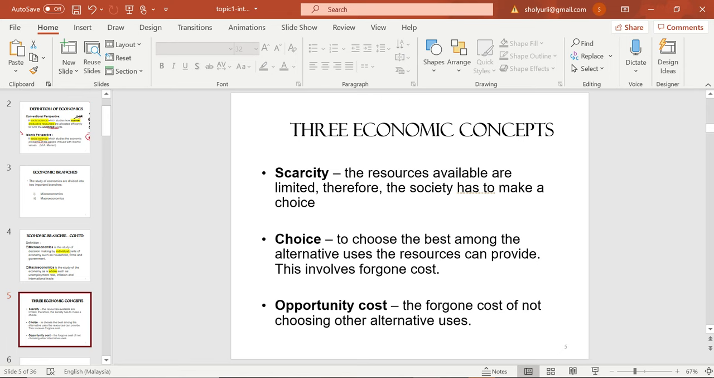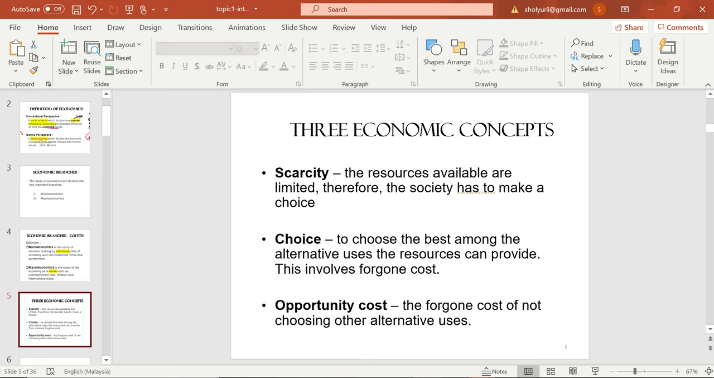Okay, sebab itulah society has to make choice. Dia tak boleh, oh tak apalah, with a piece of land kita bina food court dan juga kedai stationery yang student nak. Cannot, because the piece of land can accommodate only one. That's why dia kata the society has to make choice. And then we go for the second concept is choice. To choose the best among the alternative uses the resources can provide.